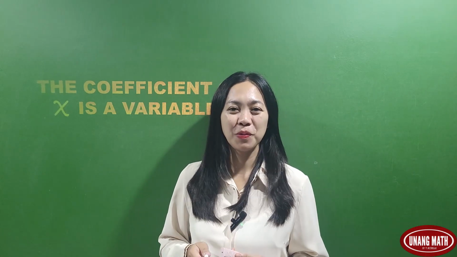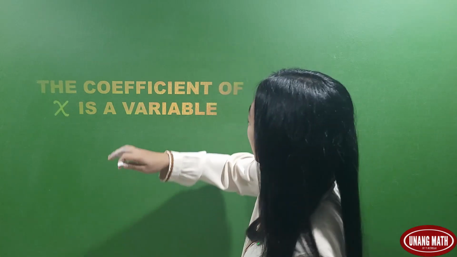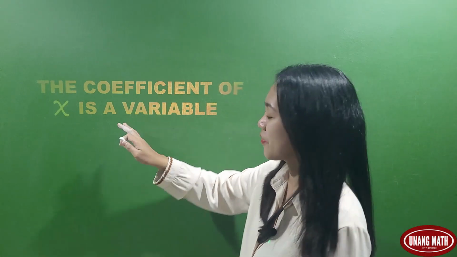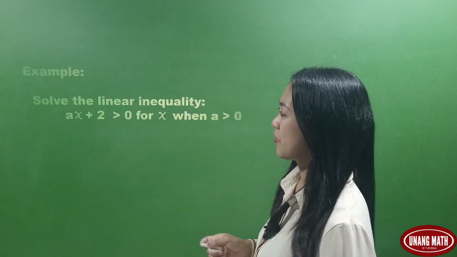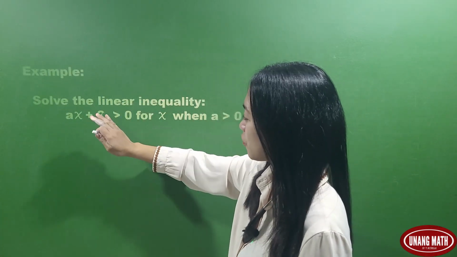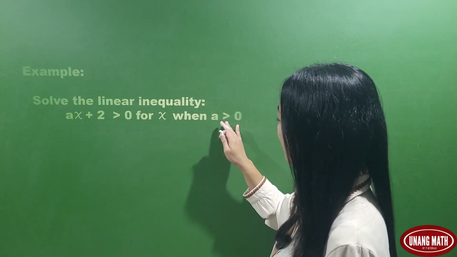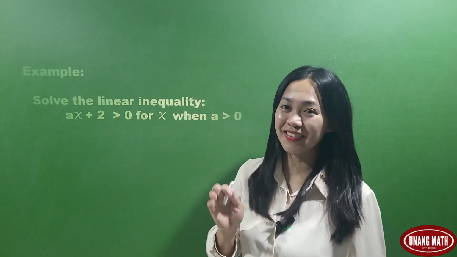For this episode, we will still be solving complex linear inequalities, but this time, the coefficient of x is a variable. Okay, take a look at this first example. Solve the linear inequality ax plus 2 is greater than 0 for x when a is greater than 0.